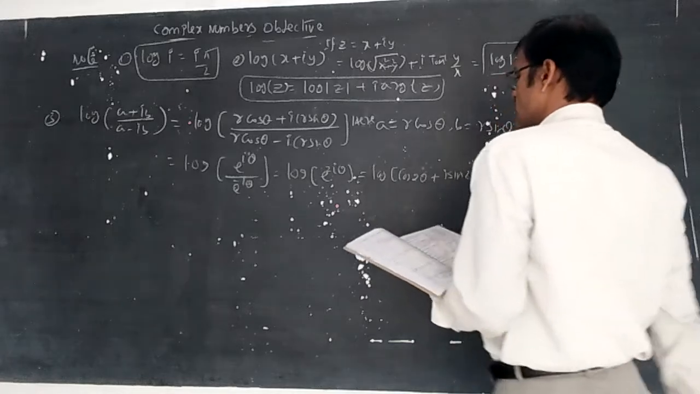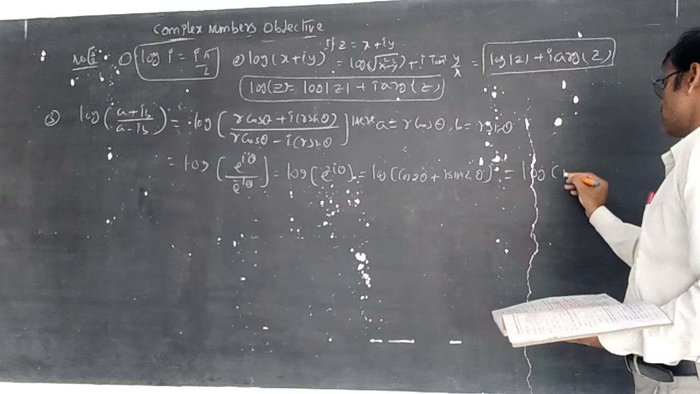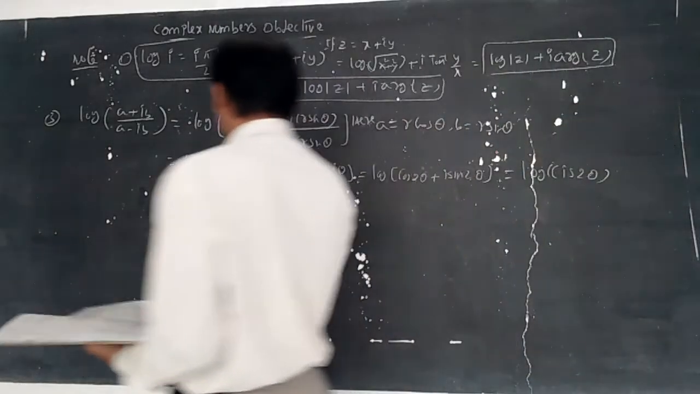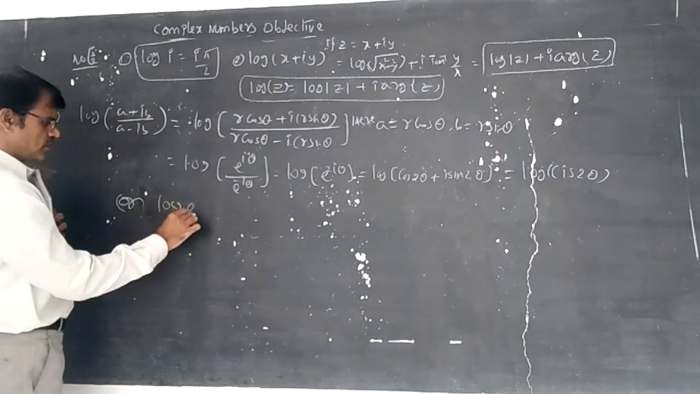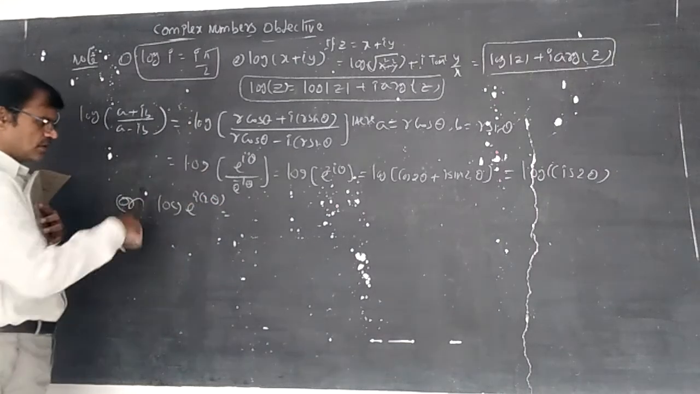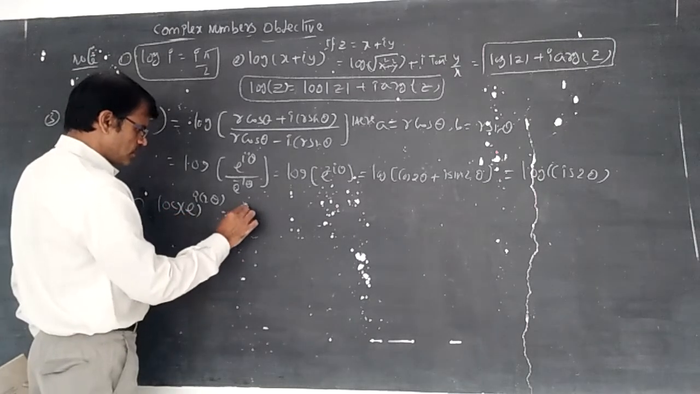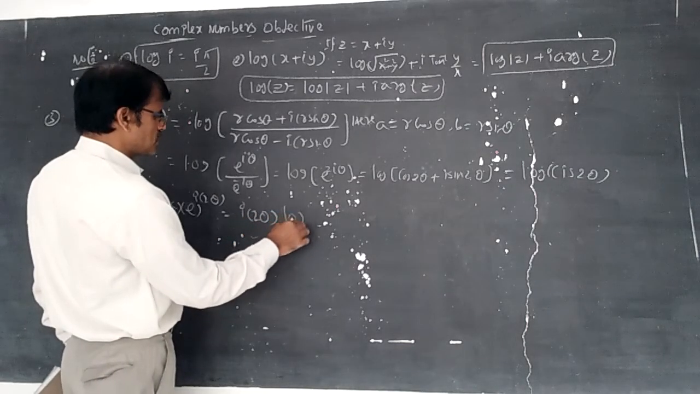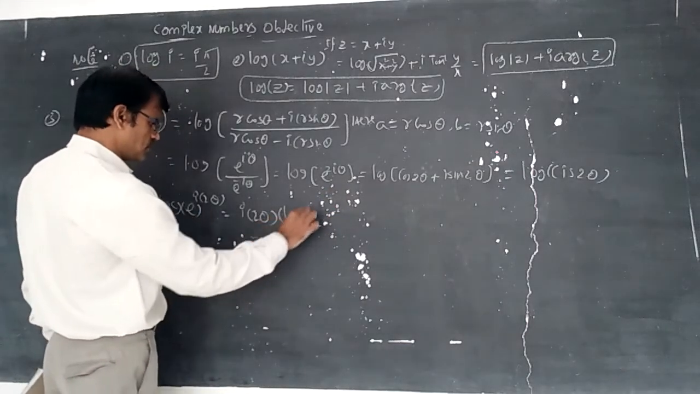Here log of, okay, and another concept. This can be understood as log of e power i 2 theta. Or this can be written as log of e power i into 2 theta. Using the formula log a power m is equal to m log a, we get i into 2 theta is equal to log e into i 2 theta.